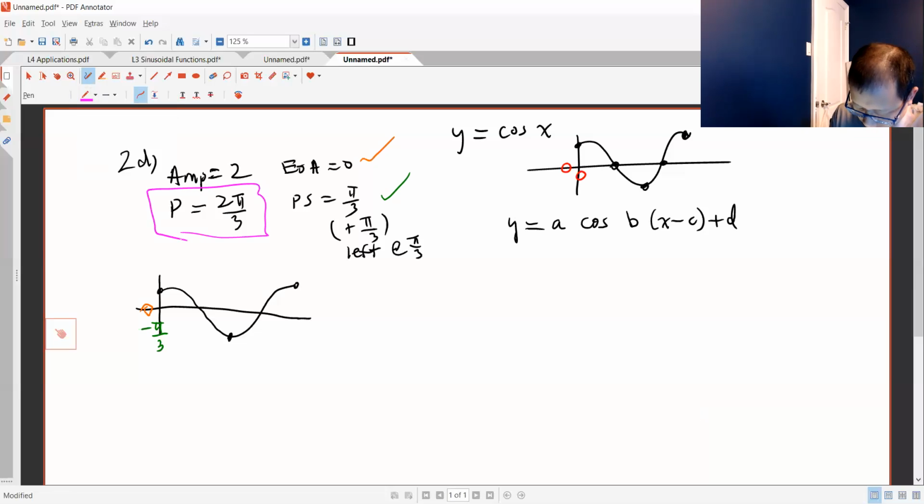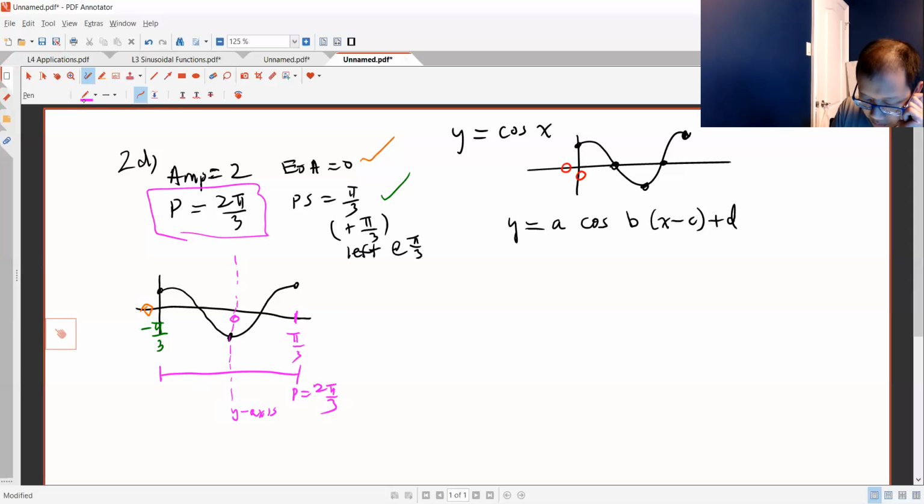So if this is negative pi over 3, then this has to be positive pi over 3. And the reason why is because if you really would need to see the y-axis, that's going to be here at 0. And this distance is 1/3 plus 1/3, a total of 2 pi over 3. So that's what we're going to have.